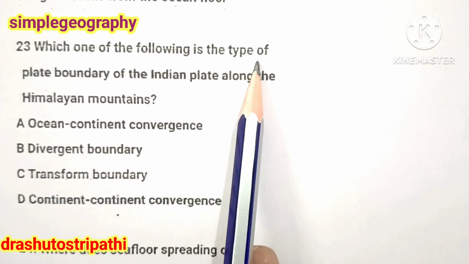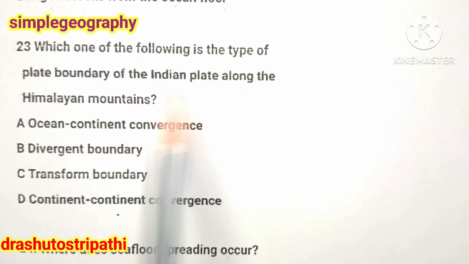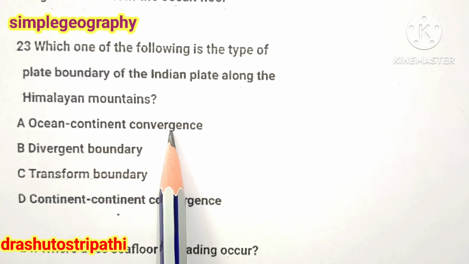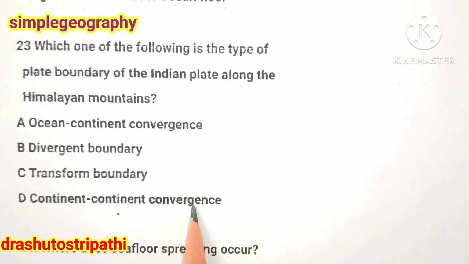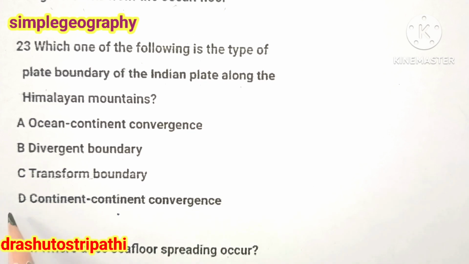Which of the following is the type of plate boundary of the Indian plate along the Himalayan mountain? Oceanic continent convergence, divergent boundary, transform, continent-continent convergence. The answer is D.